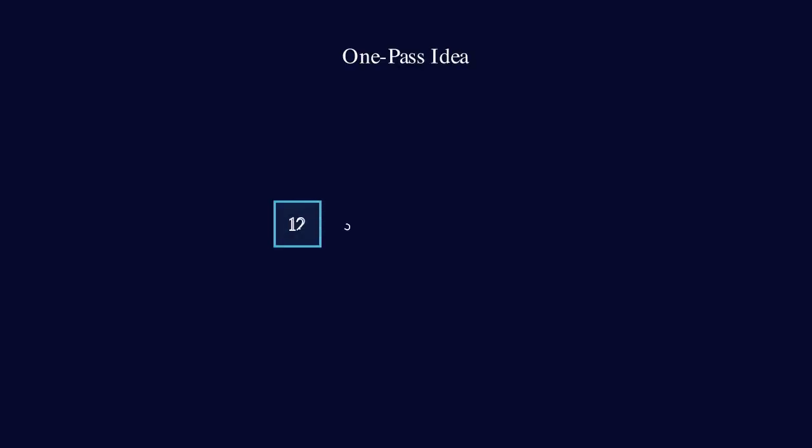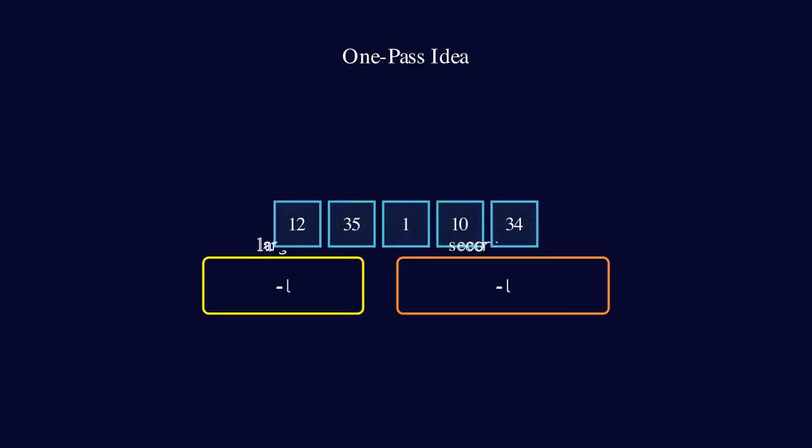Here's the one-pass idea. Walk the array once while holding 2 numbers, largest and second largest. Start them at -1. For each value, we update these 2 on the fly. This keeps it simple and avoids a second sweep, all in a single pass.